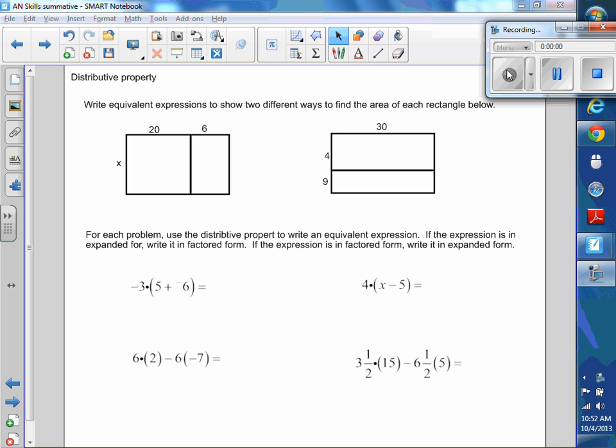Do distributive property first. These are sample problems you should be able to do on your test, some with pictures, some with expanded and factored form. Haley, if you had to write two different expressions for number one here, what's one that you could come up with? The area model.